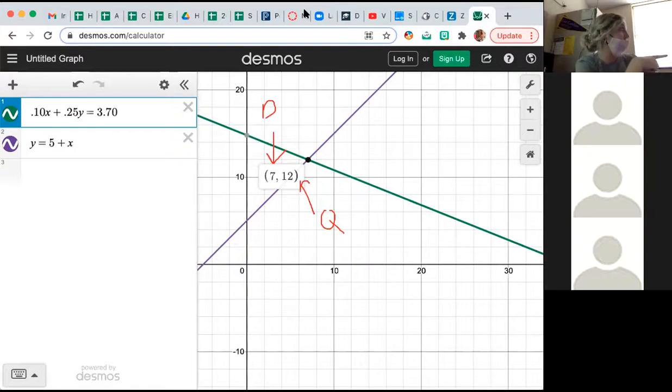Did you click the intersection? The intersection should still be the same. I might have mine zoomed differently than you do. I can come look in a second.